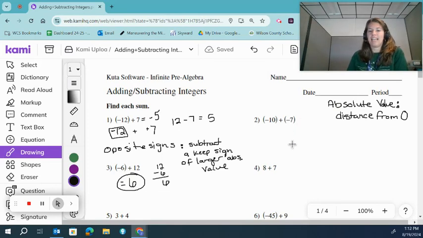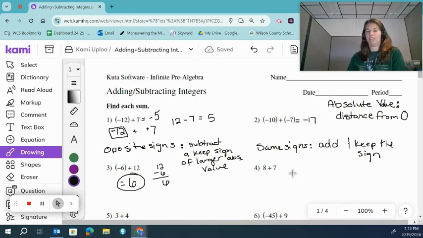Now let's take a look at what happens when we have the same signs. When we have the same signs, we are going to add and keep the sign. So -10 plus -7 is -17. So I add 10 plus 7 is 17. They're both negative, so I keep the negative.